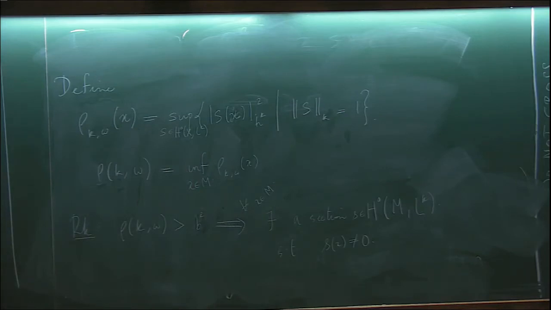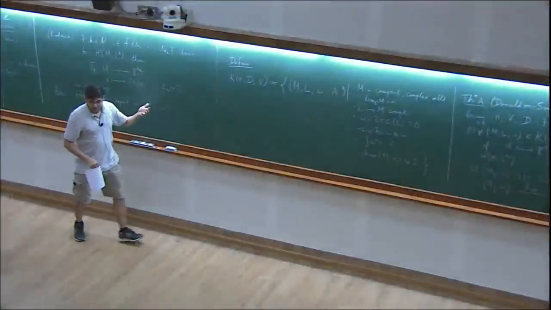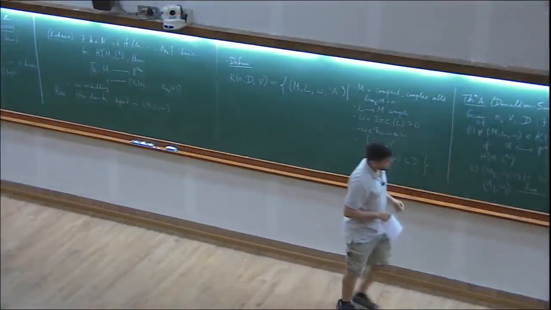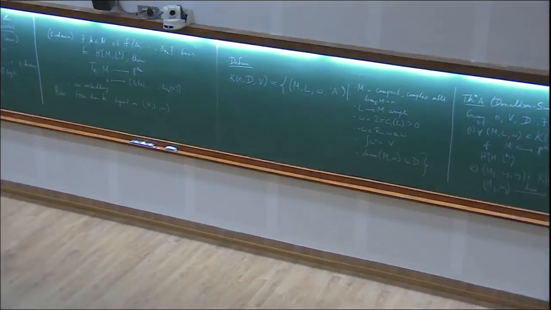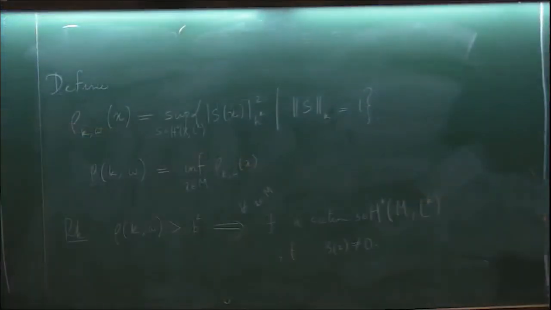you would at least be assured that this map is well defined, right? Given any point, you have at least one section that does not vanish there. So that means that this map should be well defined as a map into the projective space. So then the theorem of Donaldson-Sun is precisely that with this particular family of manifolds, you actually have a uniform lower bound on that function.